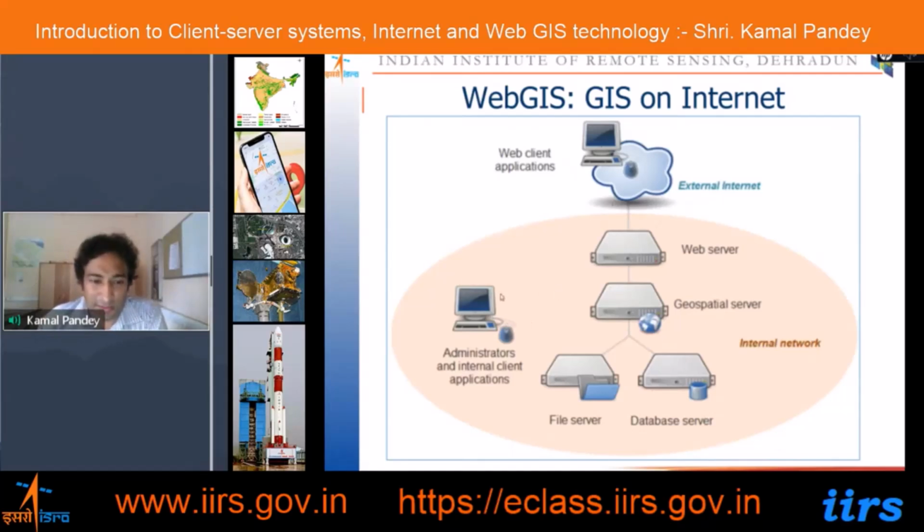Disseminate the data further. There are certain administrators, or internal client applications, which are not accessible to the outside world. We can have them there also. I want to publish the map now here. So I can have administrators on the internal network as well, for doing all the GIS related work and publishing it to your geospatial server. This can be done.